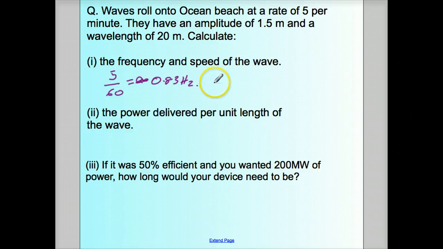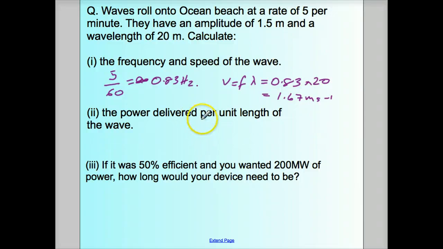The wave speed is given by v equals f lambda. So we have 0.83 multiplied by 20, which gives us 1.67 meters per second.